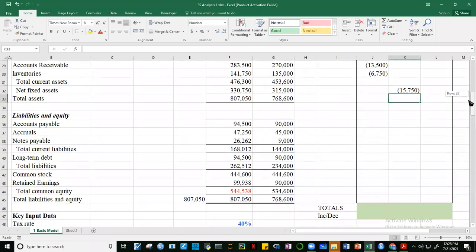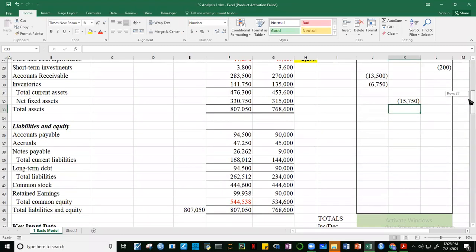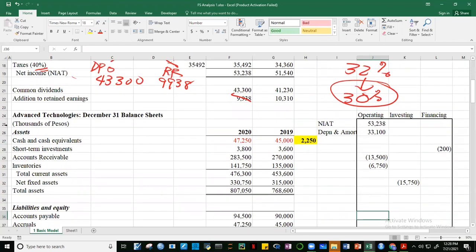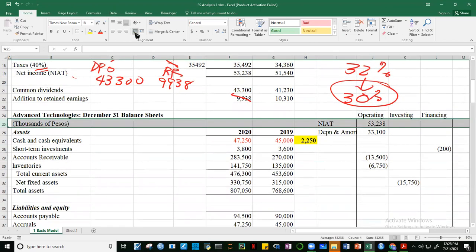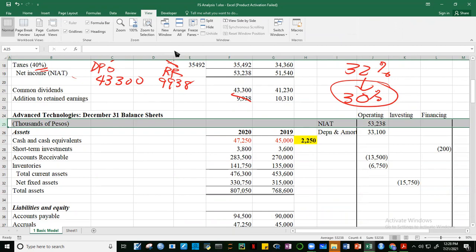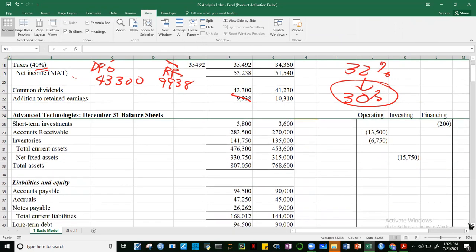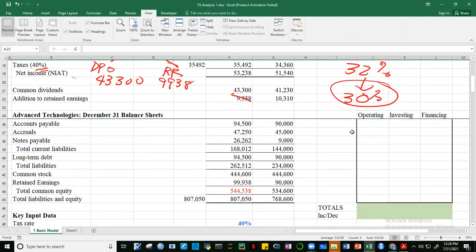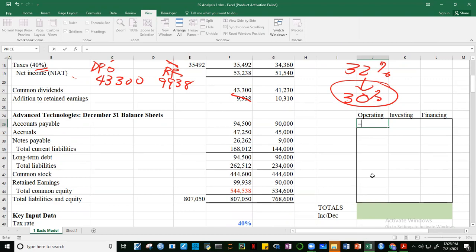Punta na tayo dito sa liabilities and equity. Okay, liabilities and equity. Accounts payable, tumaas from 90 to 94,500. Operating, investing, financing. Okay, sana matapos natin. We have 2 more minutes na lang pala. Okay. Accounts payable, guys. Operating, investing, financing. AP, guys, is in the course of business, no? So, operating yan. Okay. Source of cash or use of cash?